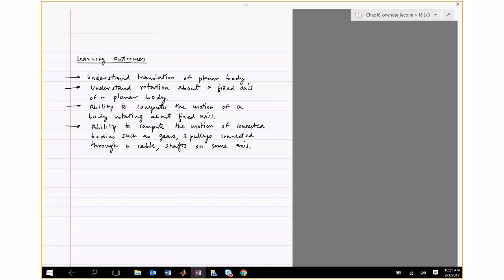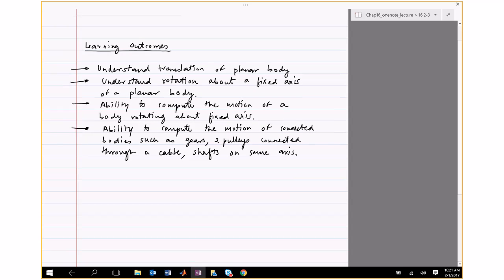So the learning outcomes from this class are understanding translations of rigid bodies. Understanding translation is just moving in straight lines. Understanding rotations, and then computing motion when things are rotating about a fixed axis. And the ability to analyze the motion of things which are connected, such as gears, pulleys, and basically they're connected either through just contact or through cables or strings.